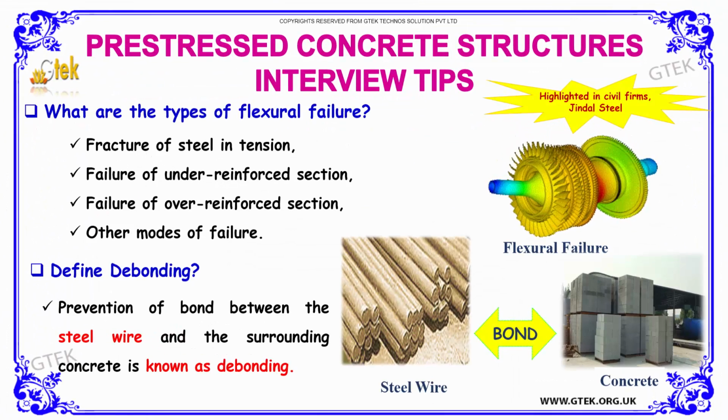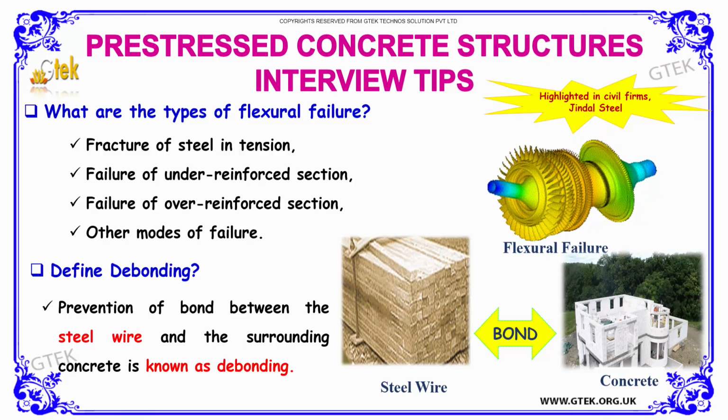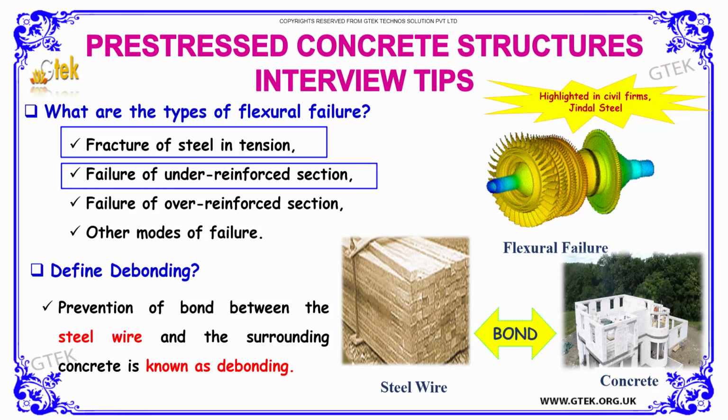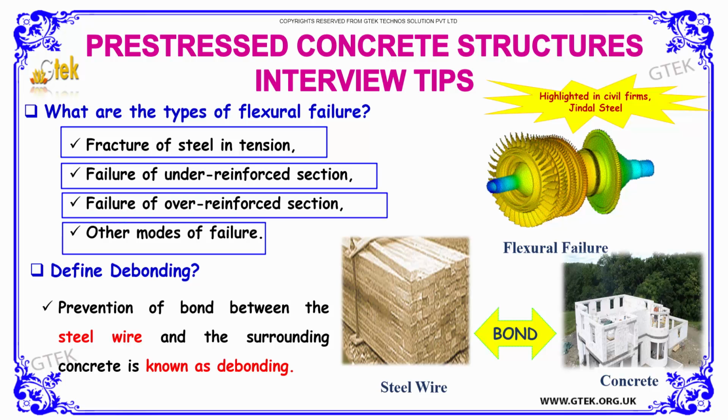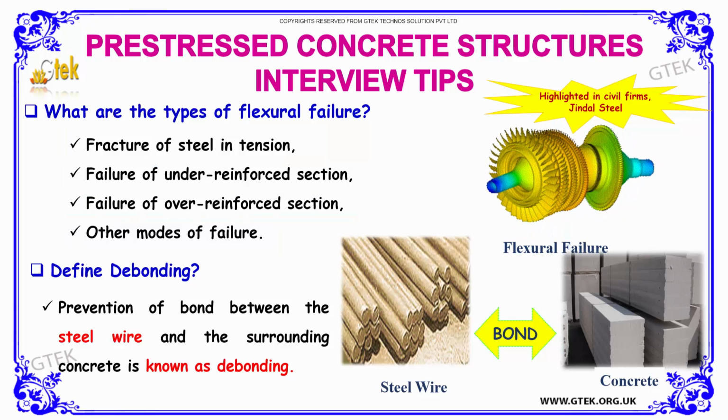We got the next question. What are the types of flexural failure? The first one is the fracture of steel in tension, and the second one is failure of under reinforced section. It is followed by the third failure, that is the failure of over reinforced section, and the final one is other modes of failure. So these are considered to be the types of flexural failure.